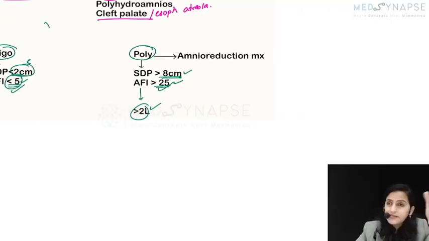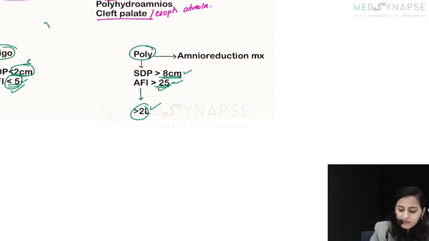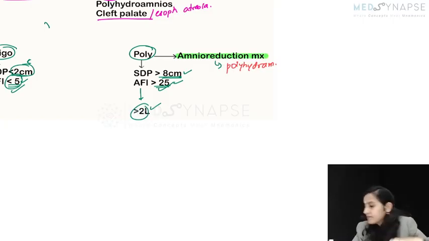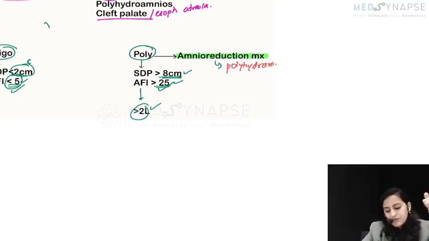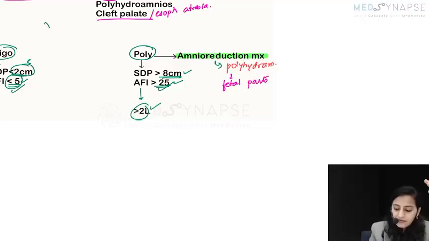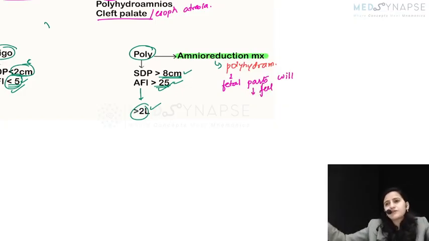If there's a poly, what do I need to do? Reduce the amniotic fluid. So what is the management? Amnio reduction. Logical. Amnio reduction is the treatment for polyhydramnios. In the recent NEET PG exam, the question was: in polyhydramnios, will the fetal parts be better felt or not felt? Not felt. Right? Less feel होंगे क्योंकि इतना fluid है उसके अंदर fetus है.